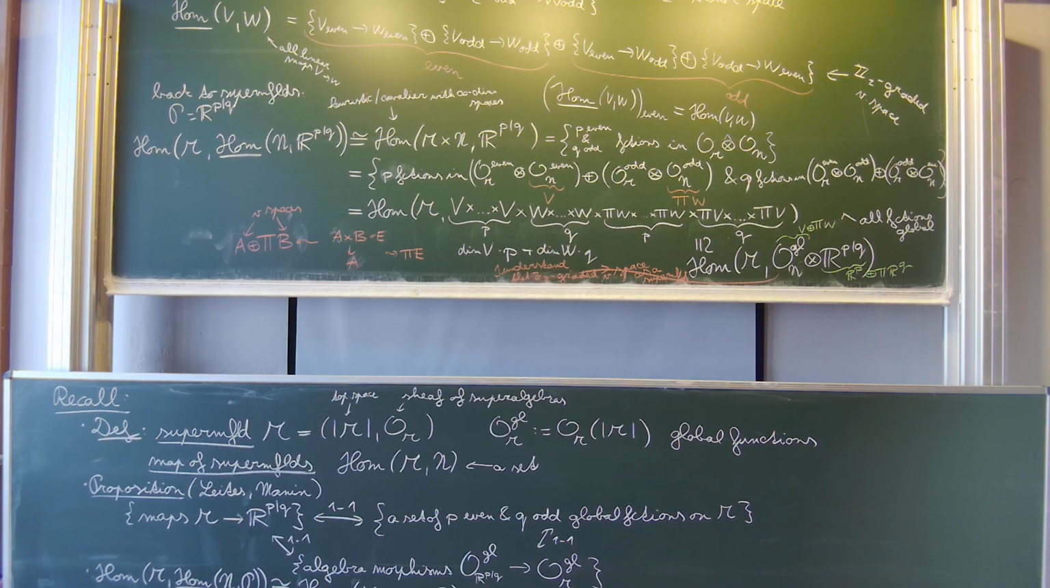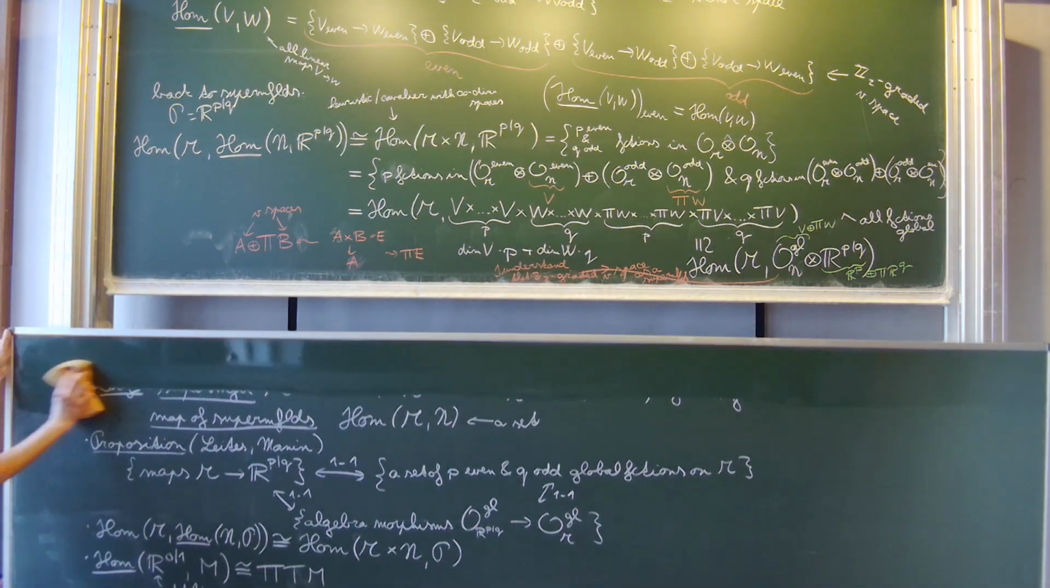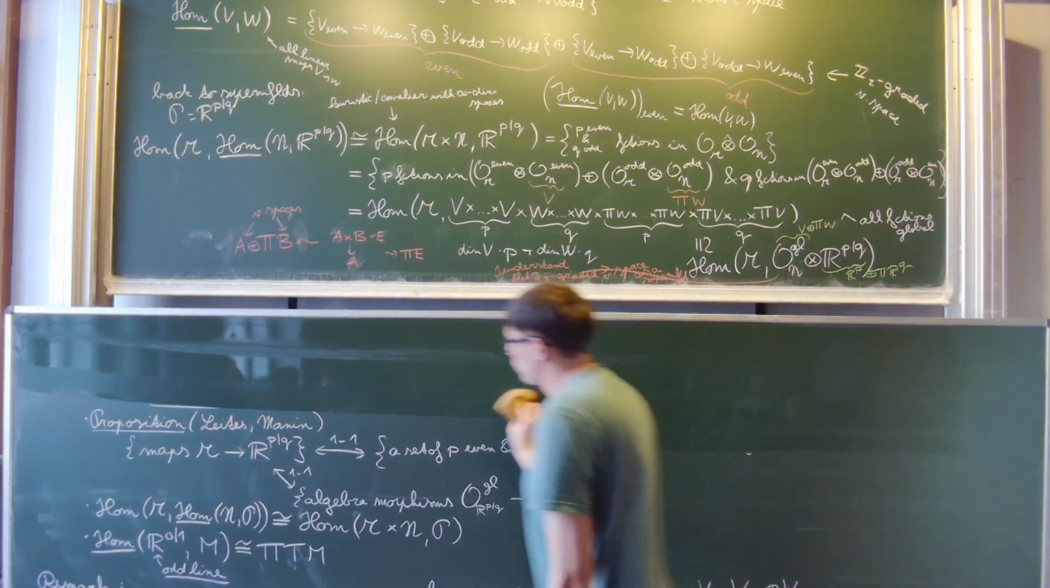So the result is that we now know what the internal home is for maps valued in RPQ.